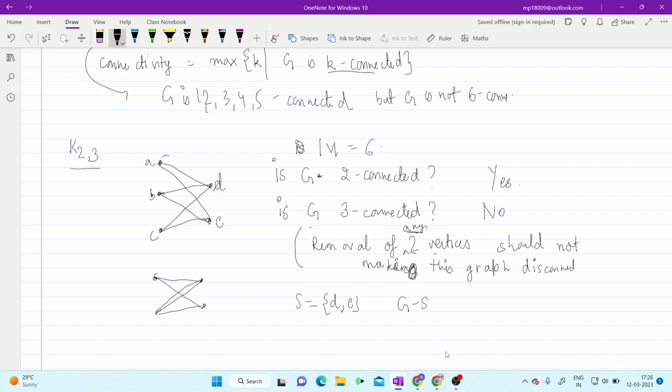So what is the connectivity for this graph? Two. Connectivity is two, because we need to look for the maximum one. So it is two connected, but it is not three connected. Therefore, connectivity is two.